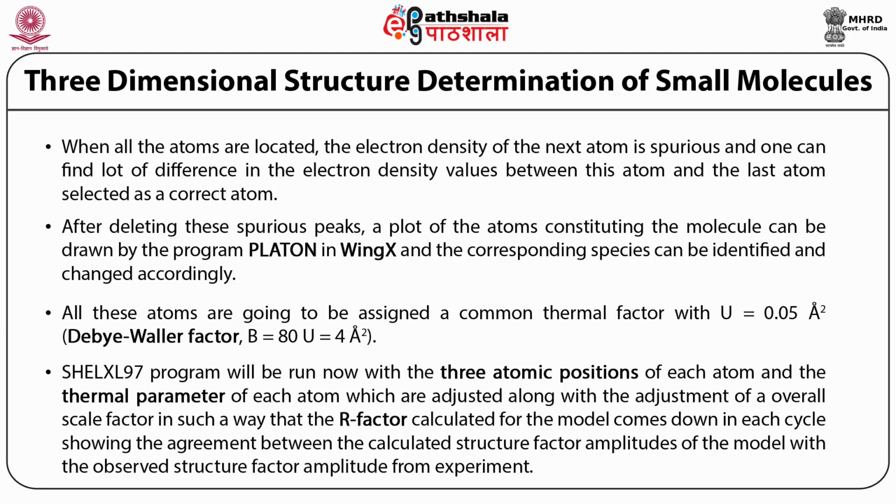Now SHELXL97 we are going to run after viewing the molecule, and we are going to adjust 3 positions of each atom and also 1 thermal parameter. Totally 4 parameters are going to be adjusted. Since there are 20 atoms, 20 times 4 is 80, plus 1 scale factor, so 81 parameters are going to be adjusted. This is known as isotropic refinement, because we assume the vibrations to be the same, that is iso, along x, y and z directions. This will also take only some seconds to come to a convergence.